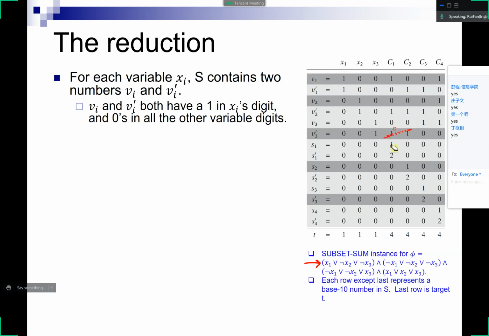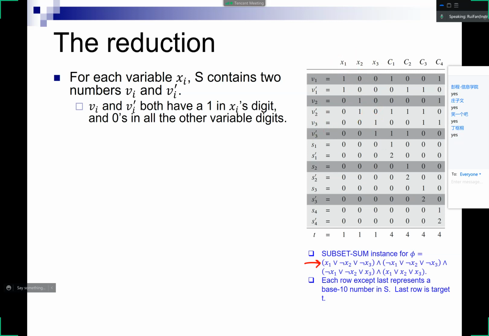Right, I can't even erase this for some reason. Okay, and then for v1, you're going to have a 1 in the x1 digit. So this is going to be the x1 digit. Both v1 and v1 prime are going to have 1s in the x1 digit. And v2 and v2 prime are going to have 1s in the x2 digit, and then v3 and v3 prime are going to have 1s in the x3 digit. So that's part of these numbers.